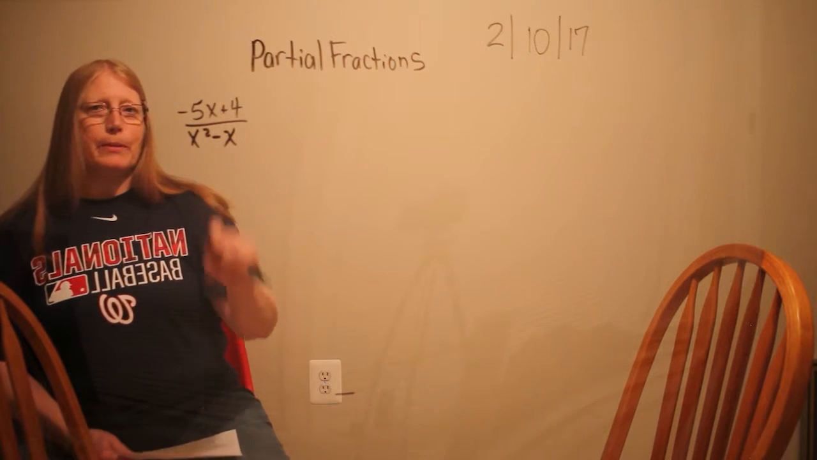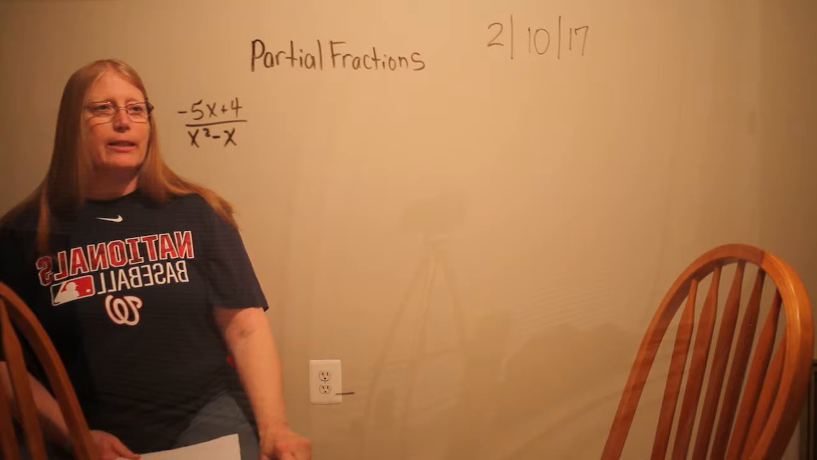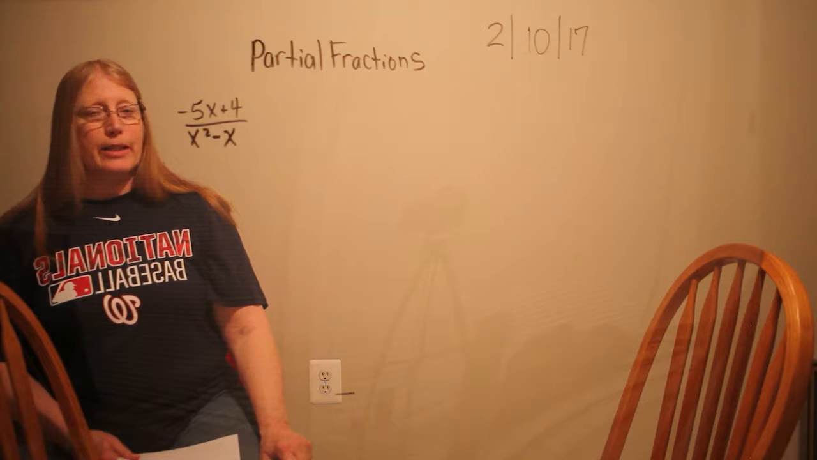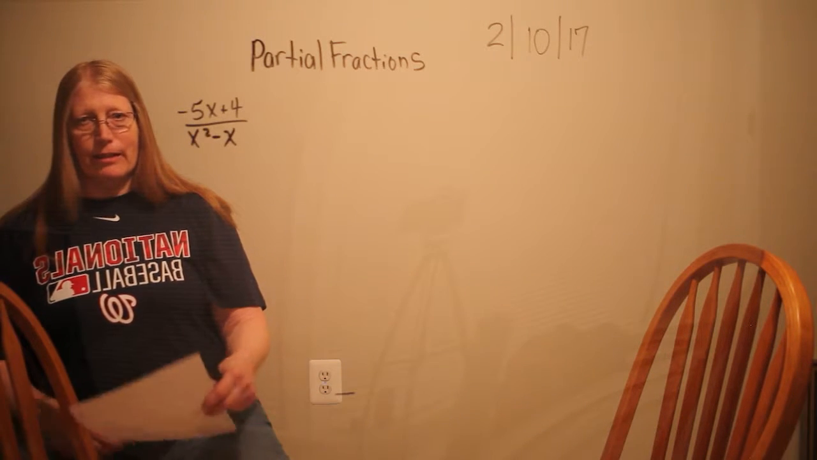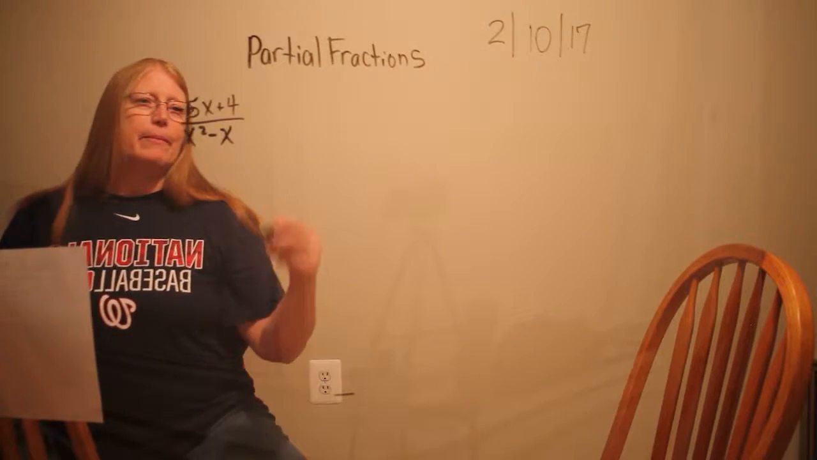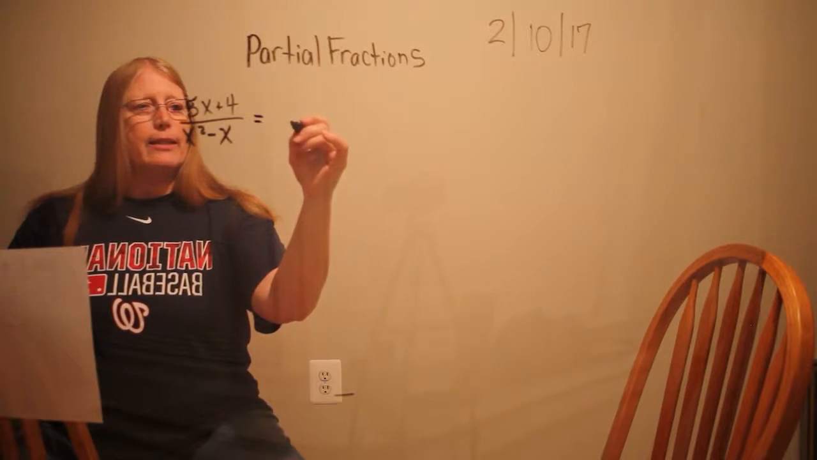Write down this problem: negative 5x plus 4 over x squared minus x. I want you to write it in partial fractions. We're decomposing it so that we can use it in an easier way when we have a calculus lesson in the future. So preparing for that day, let's go ahead and take the denominator always and factor it.